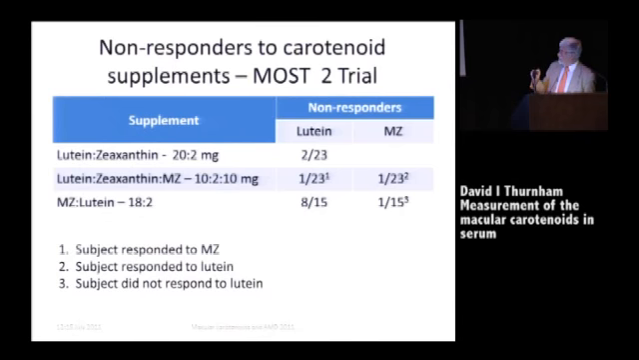For those who were supplemented with lutein and zeaxanthin, the top row there, the bulb's gone at the moment or something. There we are. Mainly lutein, very little zeaxanthin. We had 2 non-responders out of the 23 subjects. For those getting lutein, zeaxanthin, MZ, the 10 to 2 to 10 milligram mixture, we had again 2 non-responders. One who didn't respond for lutein, but did respond for mesozeaxanthin, and one who didn't respond for mesozeaxanthin, but did respond for lutein.